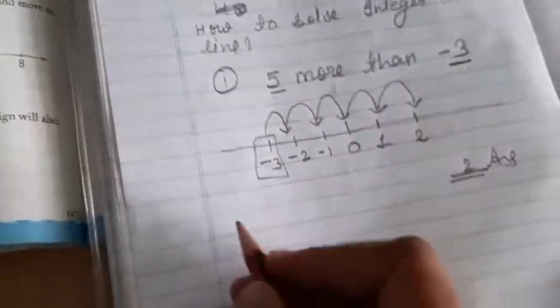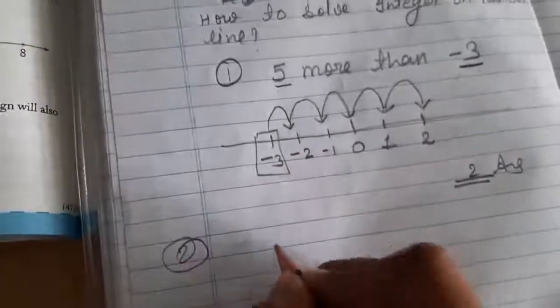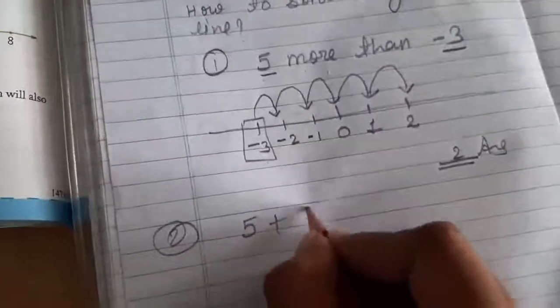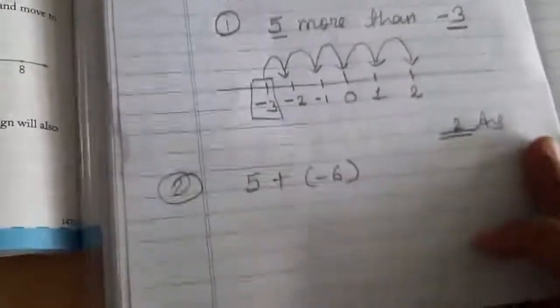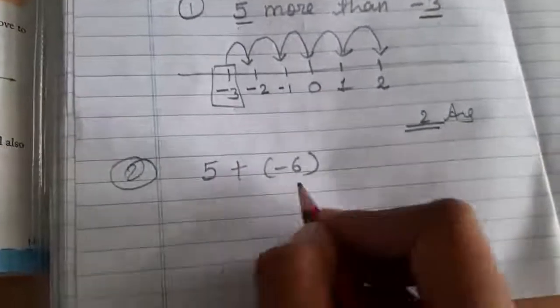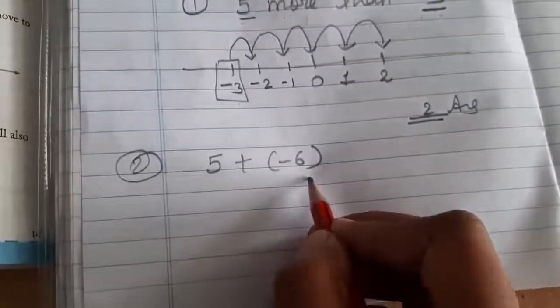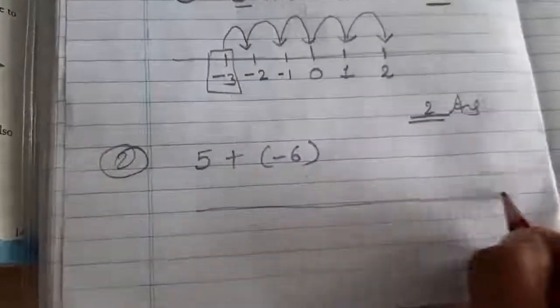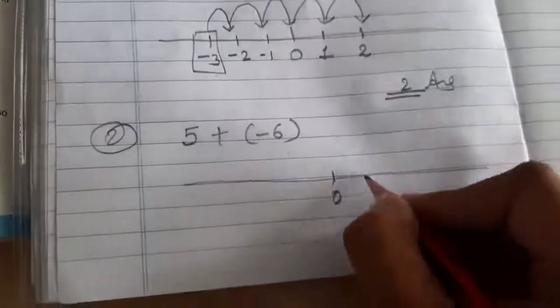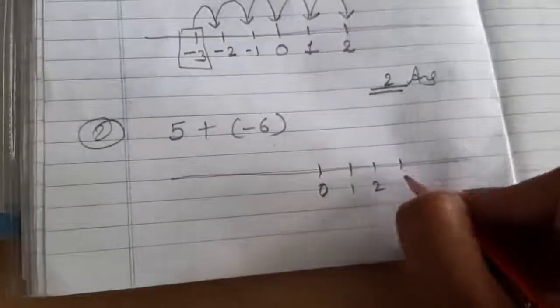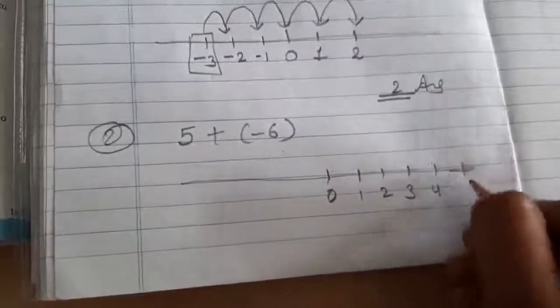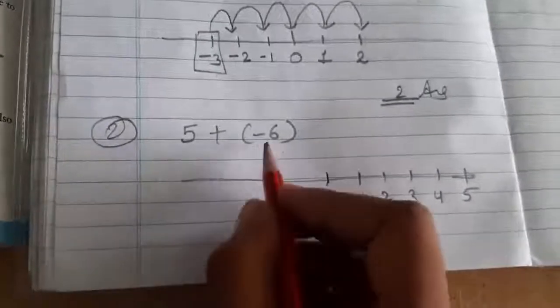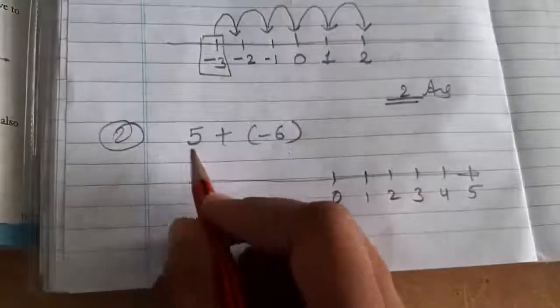One more example you can see. The second example I am taking is 5 plus minus 6. How can you solve this on the number line? You have to fix one digit on the number line. If you fix one digit like 5, I am fixing it on the number line: 0, 1, 2, 3, 4, and this is the 5. One digit you have to fix. You can fix minus 6 also, or 5, depending on you.